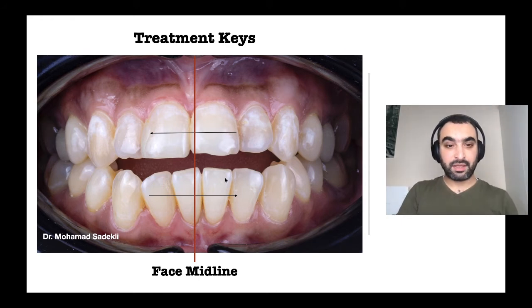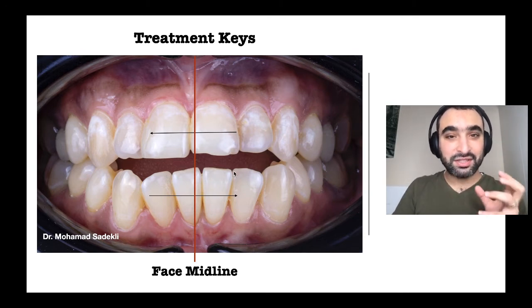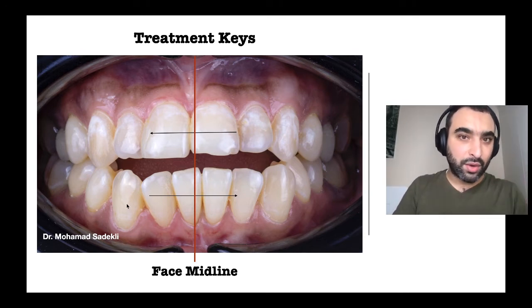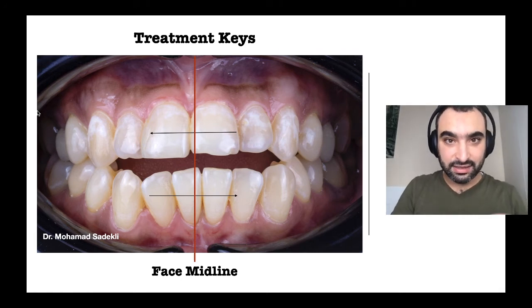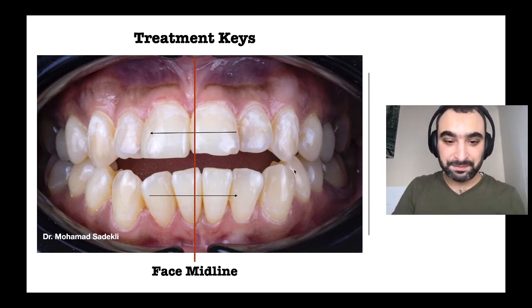Another treatment key. Here, this is the midline of the face, the red line, and we have here the upper midline shifted to the right, and the lower midline shifted to the left. This midline shift is a really good treatment key, because if I want to use class 3 elastics from this side, I will fix the class 3 and at the same time the midline shift will be fixed. So this is another treatment key.